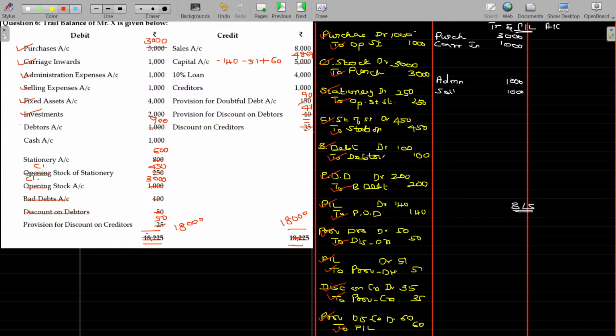Fixed assets, investment, debtors, cash, stationery, stock of stationery, except stationery. These things are assets, so I put that value in the asset side. Fixed assets, the value being 4000. Investments, the value being 2000.